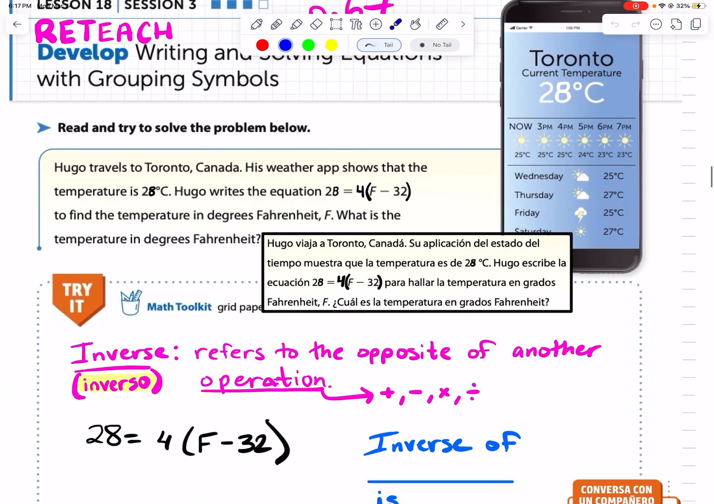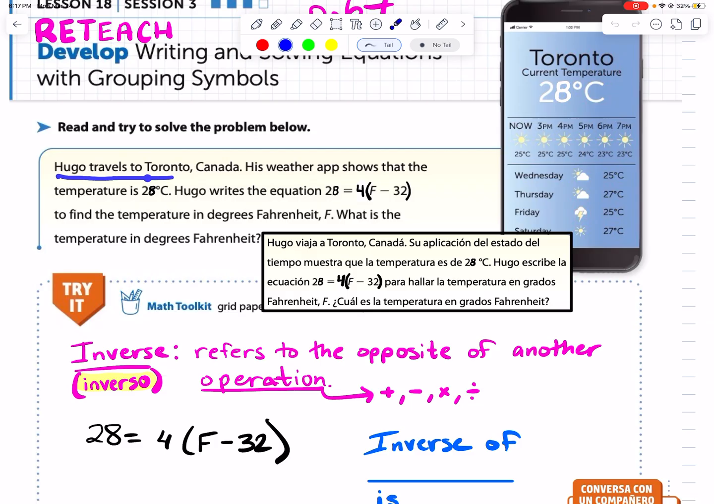We had the same problem. We changed a couple things though. So, Hugo still travels to Toronto, Canada. His weather app shows that the temperature is 28 degrees Celsius. Hugo writes the equation 28 is equal to 4 with parentheses F minus 32 to find the temperature in degrees Fahrenheit with F. What is the temperature in degrees Fahrenheit?